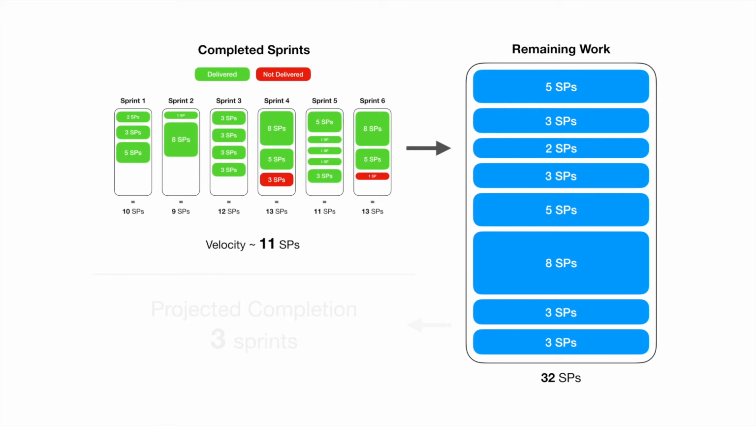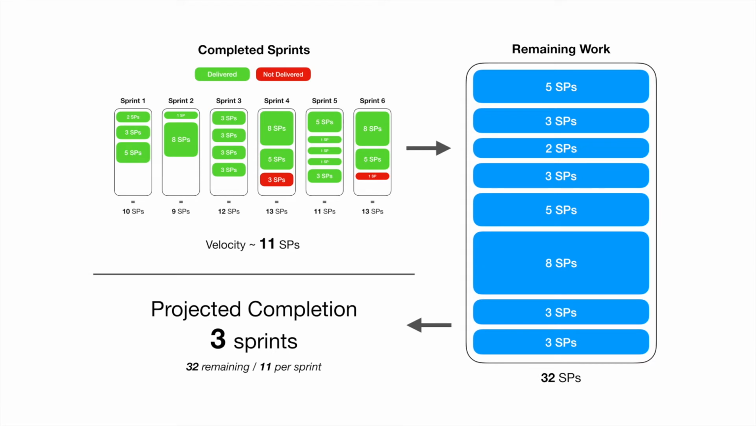Well, we can take the team's current velocity, which is 11 story points. We can look at the remaining work, which is sized at 32 story points, and we can simply take the 32, divide it by the 11 story points, and we have a projected completion in roughly 3 sprints. It could be maybe a sprint less, maybe a sprint more, but we have a decent idea that it will take around 3 sprints to complete that remaining work.